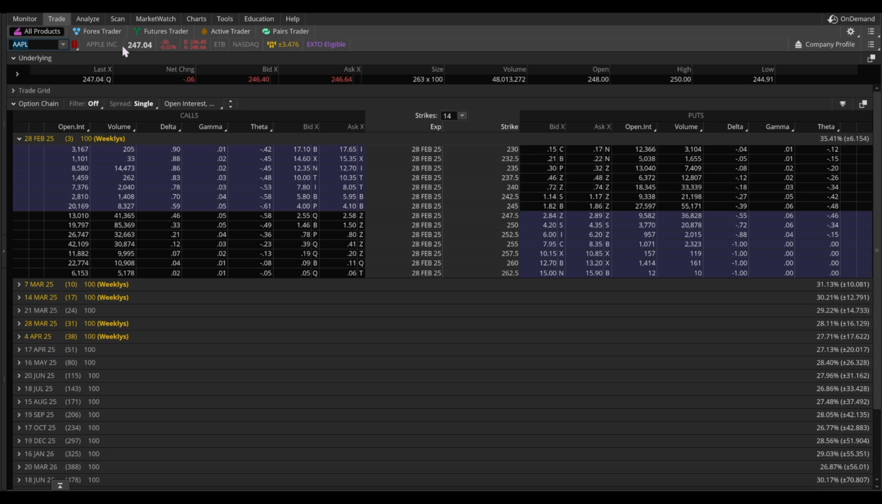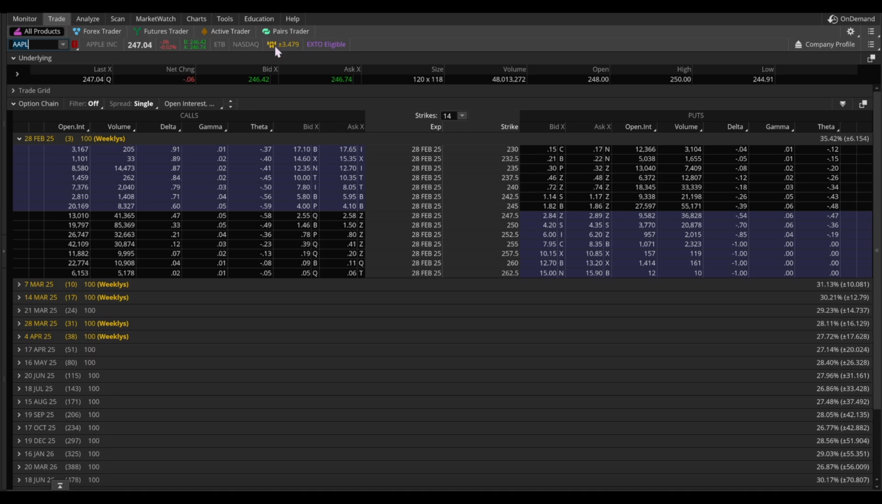So I do want to start here at the very top. We see that Apple is currently trading for $247.04. And of course, we see this top line here is going to show you the bid and the ask price. The ETB means that it's easy to borrow. We see that, of course, Apple trades off the NASDAQ. But this is what I want to spend a little bit of time talking about to start the video.